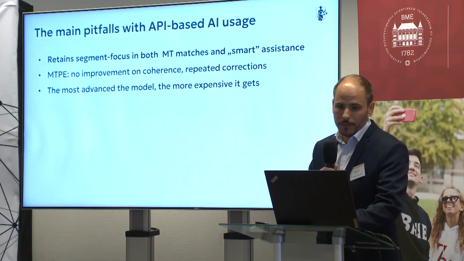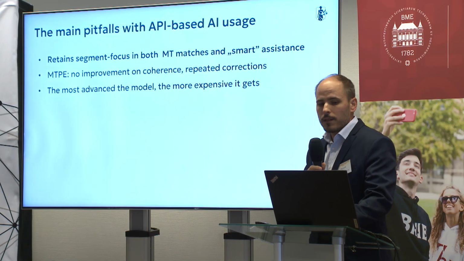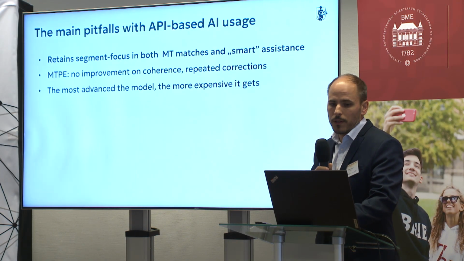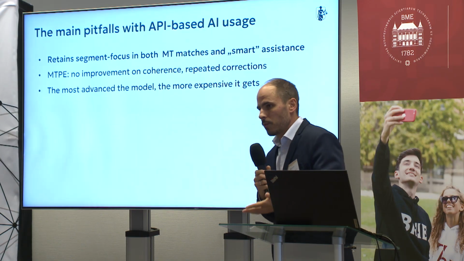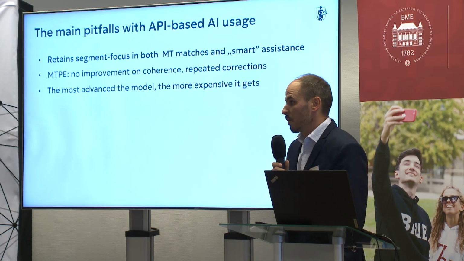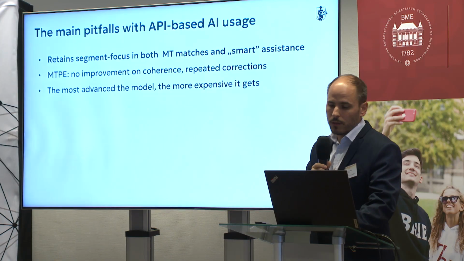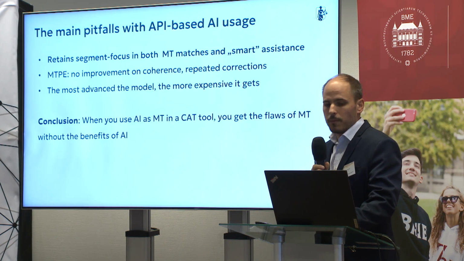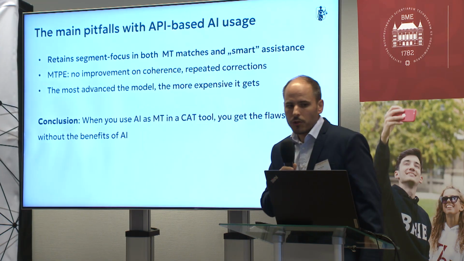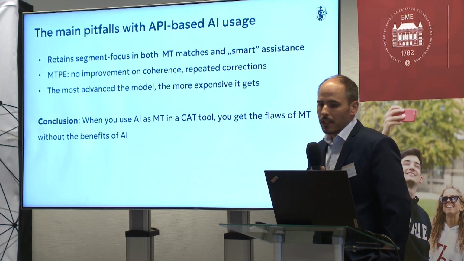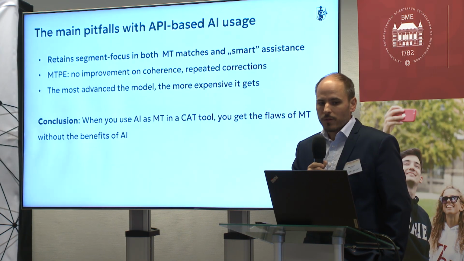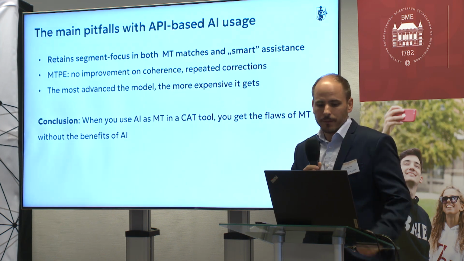That's really annoying. And of course, the more advanced the model you use, the more expensive it gets. So if you use GPT 3.5, that's practically free. But if you want to have access to the latest GPT 5 model, that's going to be really expensive. So my conclusion: when you use AI as MT in a CAT tool, you get the flaws of MT without the benefits of AI.